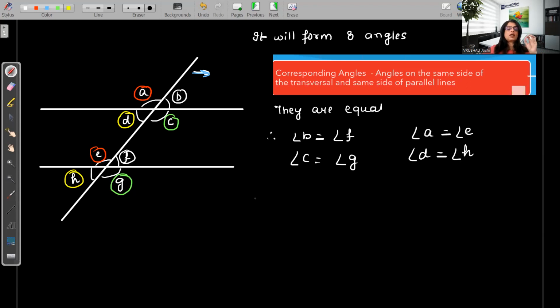What are they called as? They are called as corresponding angles. Corresponding angles, how you pronounce it doesn't matter. But the concept is that corresponding angles are on the same side of the parallel line and on the same side of the transversal. They are always equal. This is the basic concept. Are you getting it? Okay.